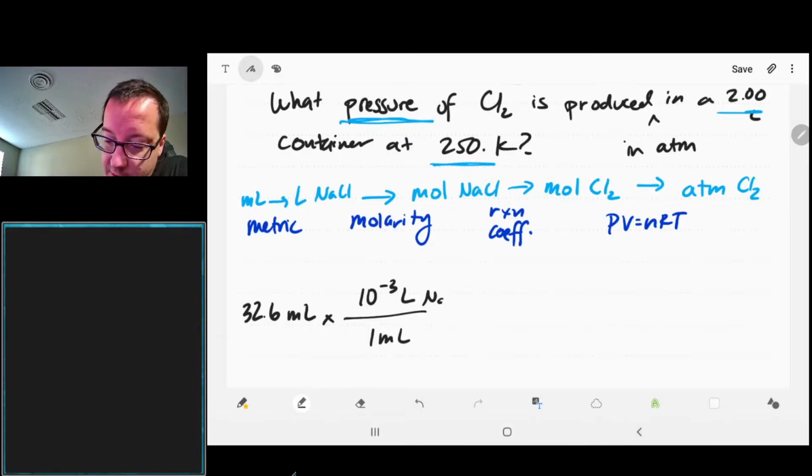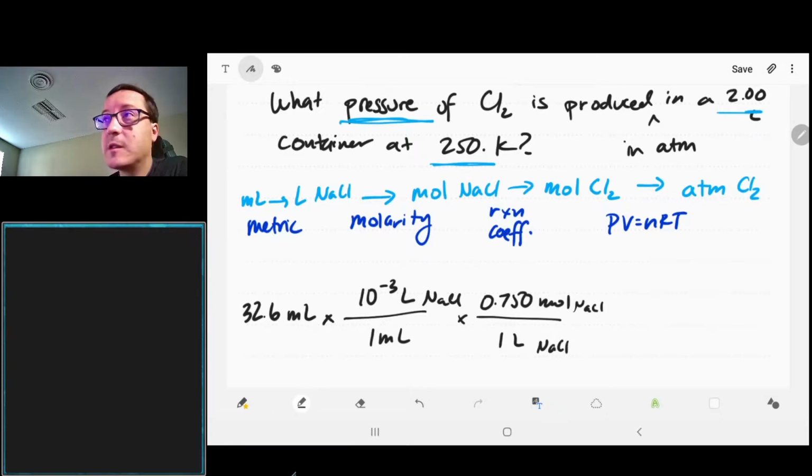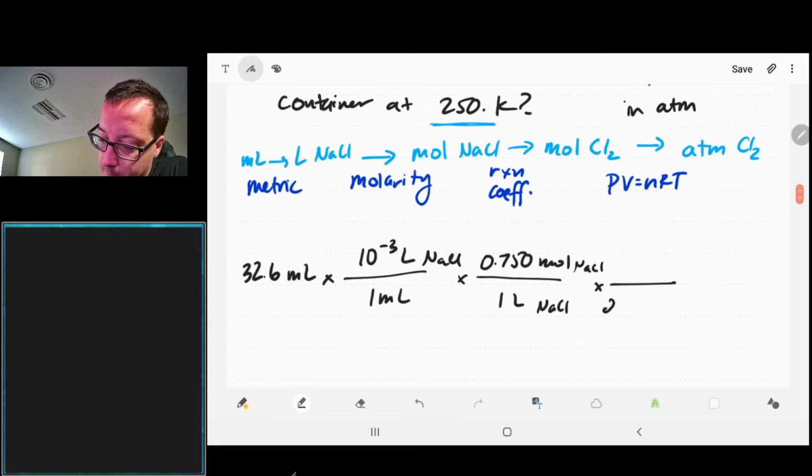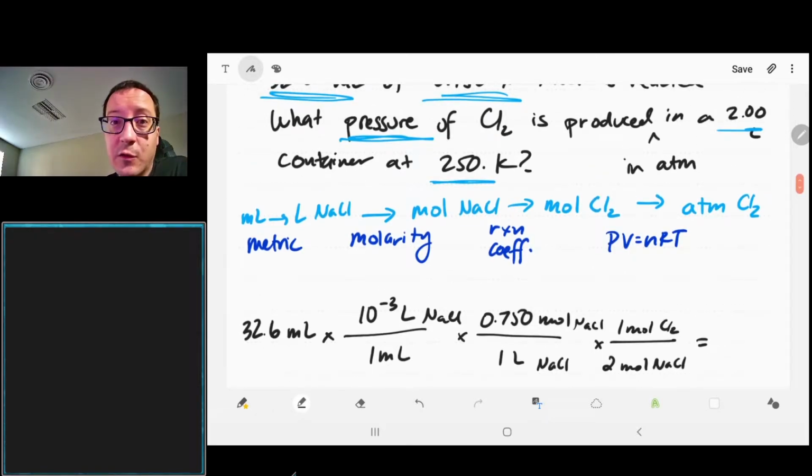Of course, you can do that in your head if you like. We're going to use our molarity, which was 0.750 moles per 1 liter. We'll be good and include our substance with this part. We're going to have our reaction coefficients, which are 2 and 1. And then let's just end up at moles of Cl2 so we can use our formula here.